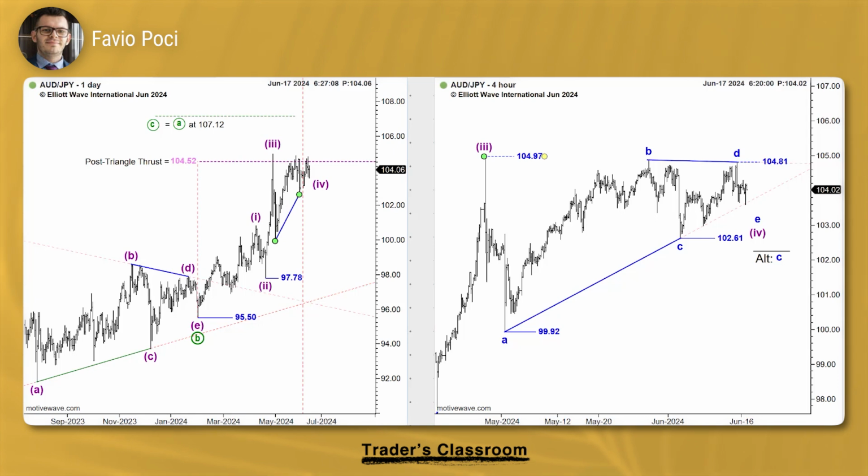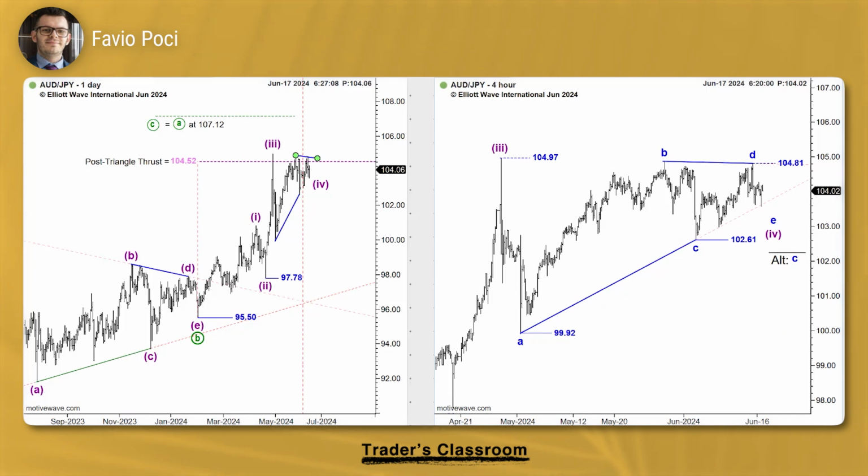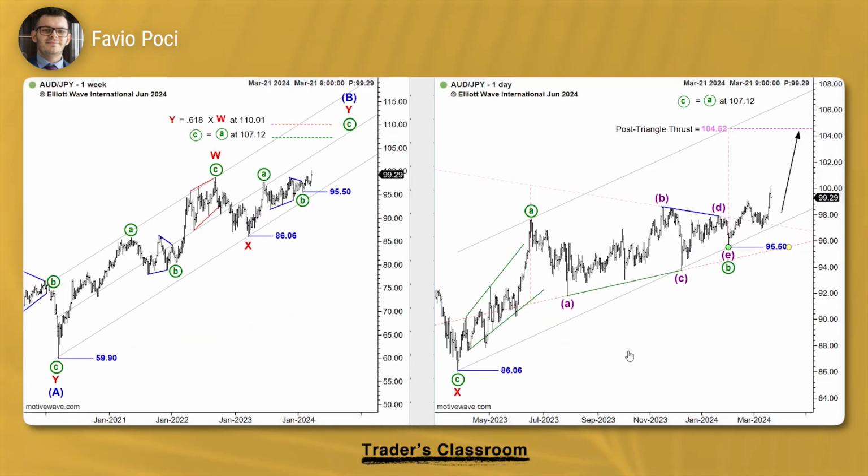So we have small waves C, D, and E, and we have an AC trend line. I'm expecting wave E to end soon without violating 102.61. If we violate 102.61, we will consider that this wave C is still falling as a double zigzag. So that's how I approach this market from the early stages of the post-triangle thrust, expecting it to reach at least the minimum target, which was the thrust measurement at 104.52.